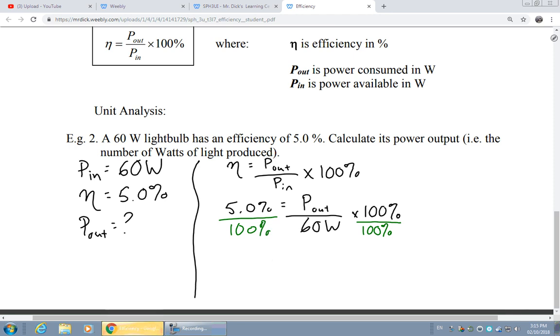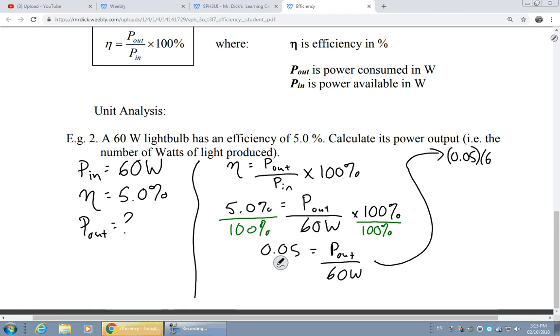So when I do that, I get just 0.05 on the left with no unit attached at all, and I get just the P out divided by 60 watts on the other side. I've run out of room at the bottom, so I'm just going to continue my solution off to the side here. Now I can finish it off by just multiplying both sides by 60 watts. So 0.05 multiplied by 60 watts is going to tell us what our power output should be.